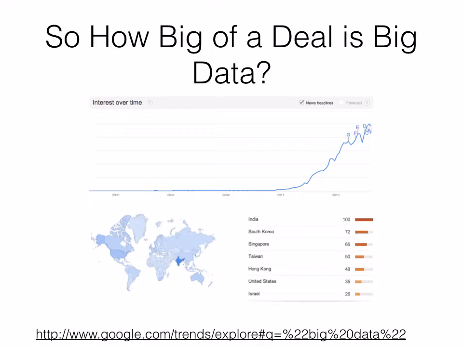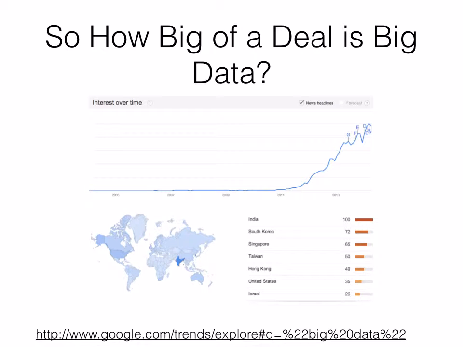Okay, so how big of a deal is big data? Well, if you do a search on Google Trends, I don't know if you knew about this, but if you didn't, I put the link there at the bottom of the presentation. It shows that since 2011, the number of queries and interest over the term big data has just skyrocketed. And then what's also interesting is you can break it down by region, and you can see where the multitudes of people are actually searching for this term.